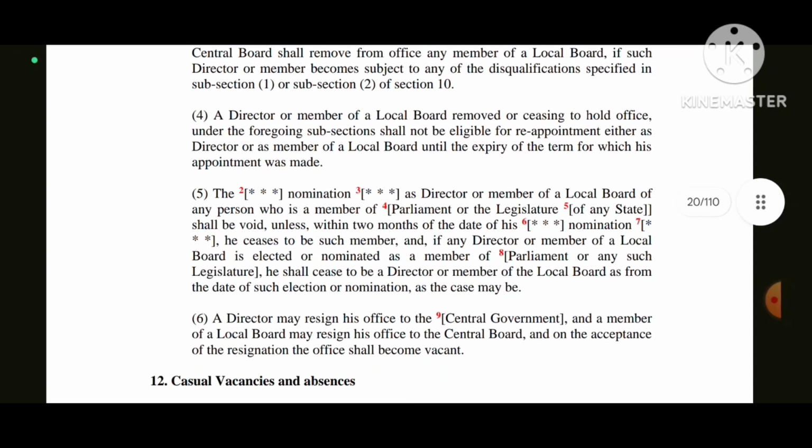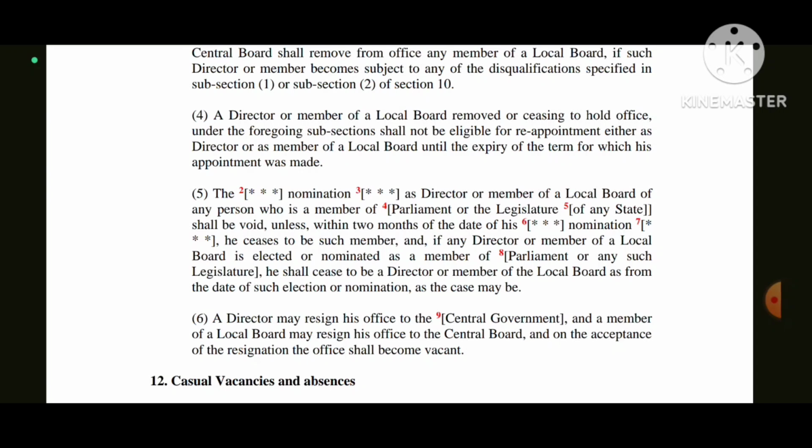Next is subsection 4 of section 11. A director or member of local board removed or ceasing to hold office under the foregoing subsection shall not be eligible for reappointment either as director or as member of local board until the expiry of the term for which his appointment was made. If the director or the member of local board has been removed, then he cannot be reappointed before the expiry of his term.